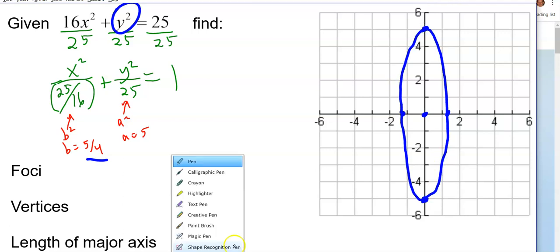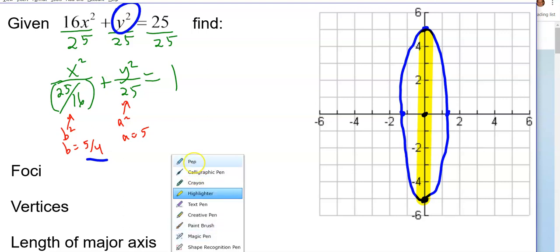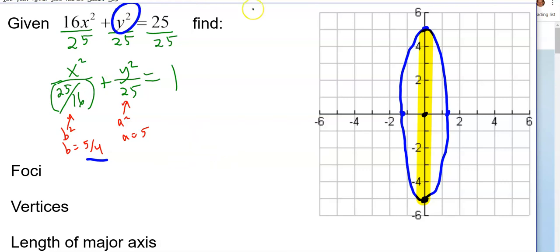And hopefully you see which one the major axis is. That number's bigger underneath, so you know it's this one. So somewhere on there, a distance of c away will be my focus point. So you need the formula c squared equals a squared minus b squared. So a squared is 25 minus 25/16. That's not fun. Equals c squared.